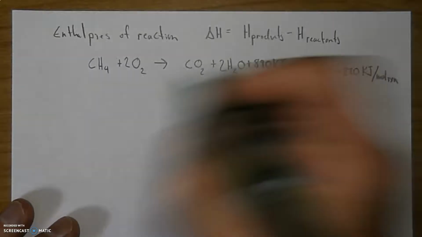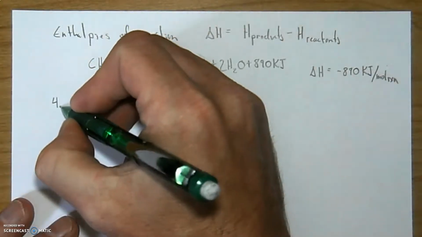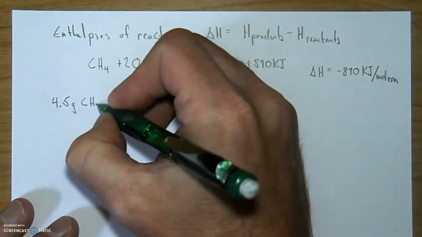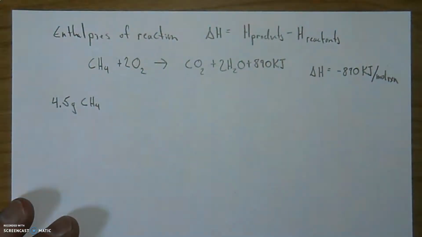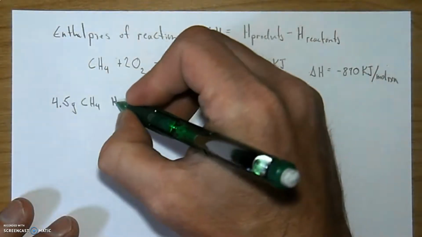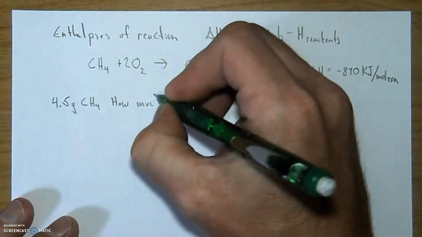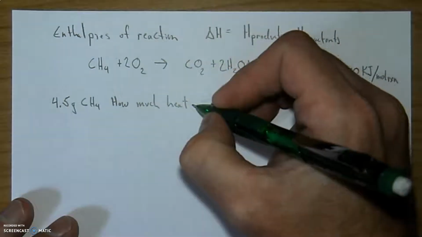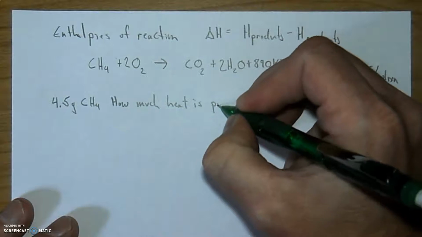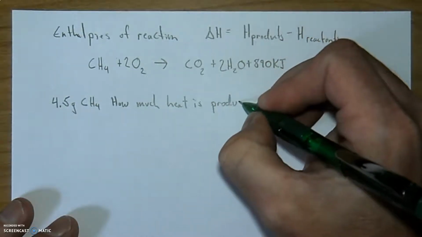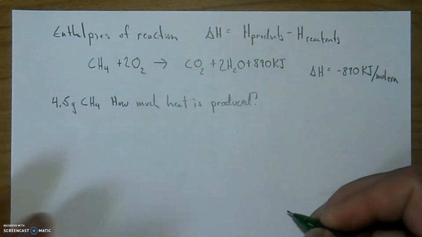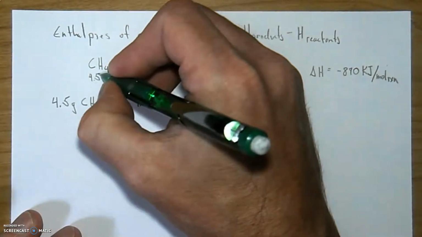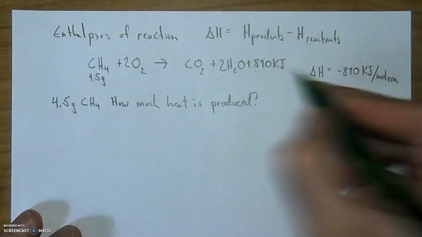Here we go. I tell you that you have 4.5 grams of methane gas. And I ask you, how much heat does it produce? So given that, we could write that in here and say, okay, I got 4.5 grams, and I need to get somewhere over to here.